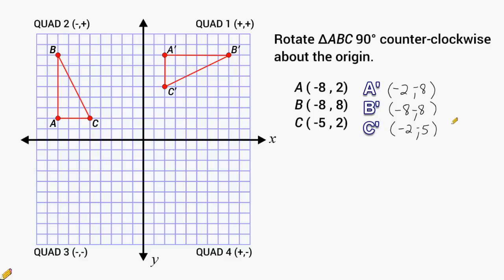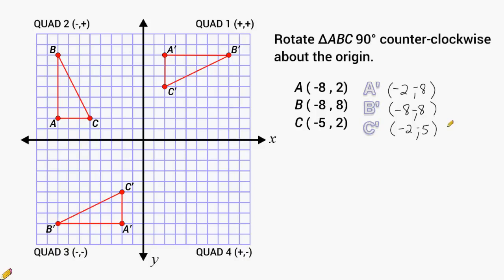Okay, after you have found the location to where your shape is going to be rotated to, you just go ahead and plot those points, and then you can form your shape connecting those points together, and that will be the location of your rotated object.